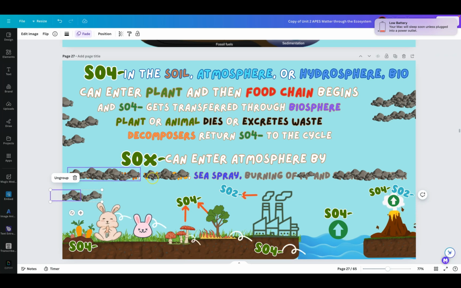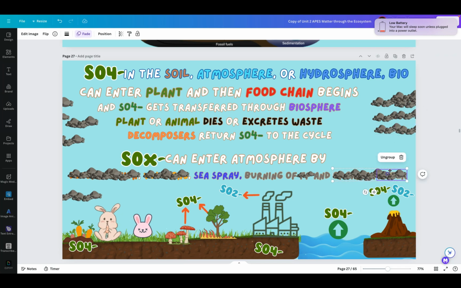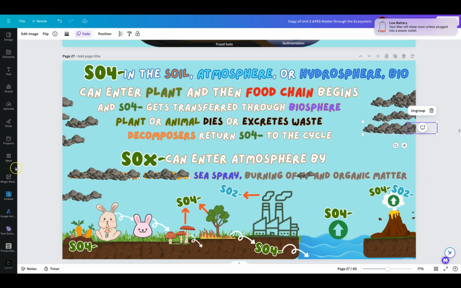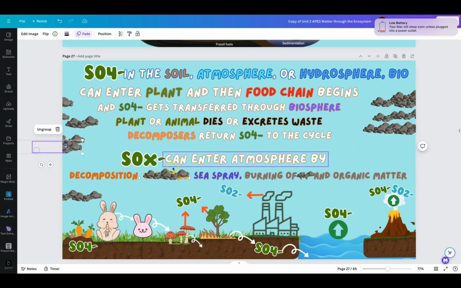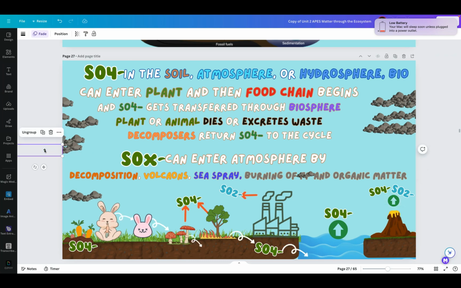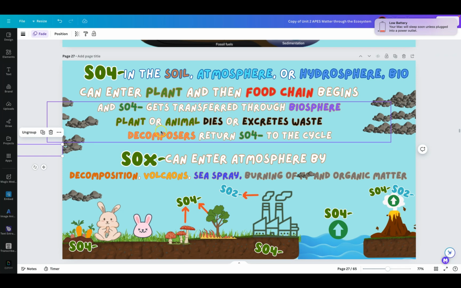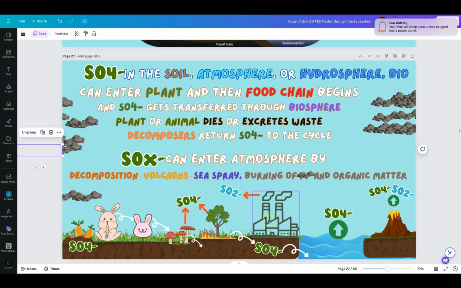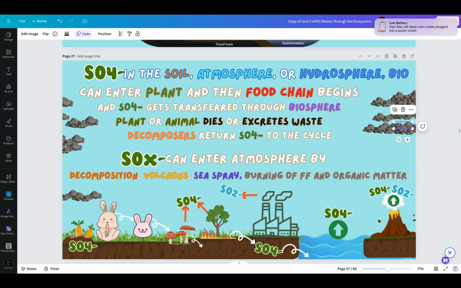Trees burning. We call that burning of organic matter. What else? Volcanic eruptions. Whoops, I spelled that wrong, I know. Just fix it. Decomposition, as we mentioned here. And what's the last one? What are we burning here? Fossil fuels. FF is fossil fuels, or BFF is burning of fossil fuels.